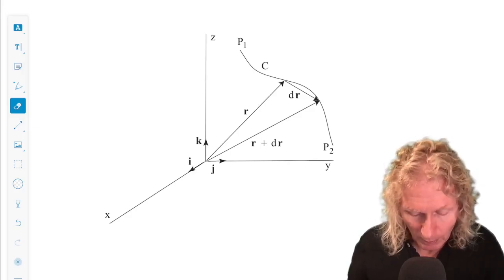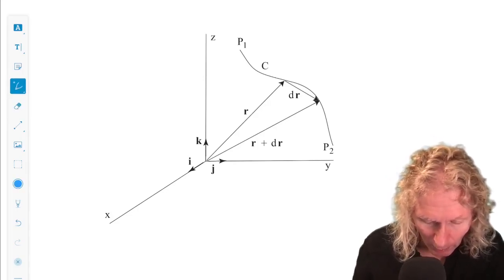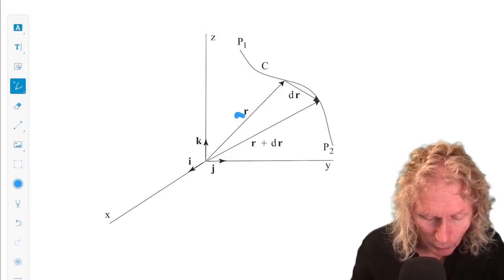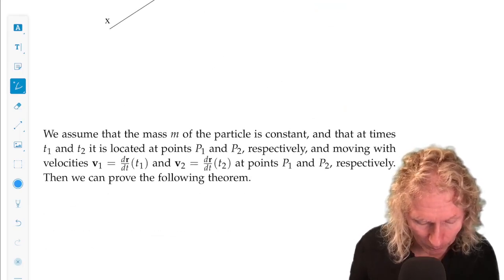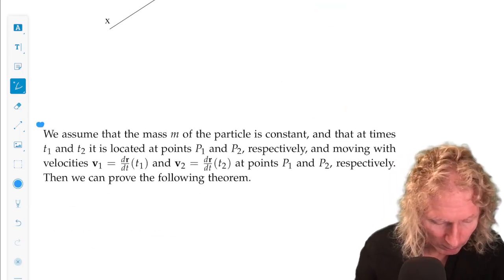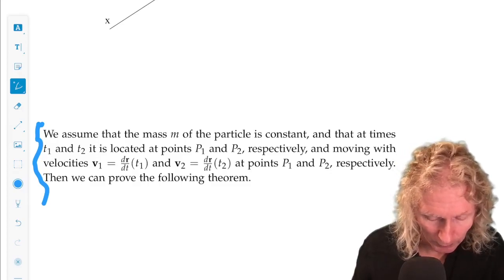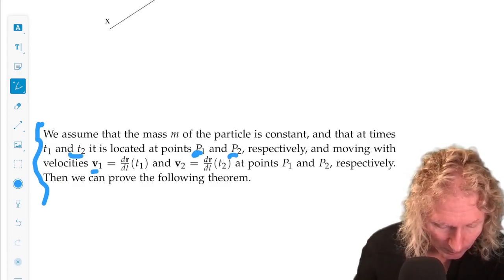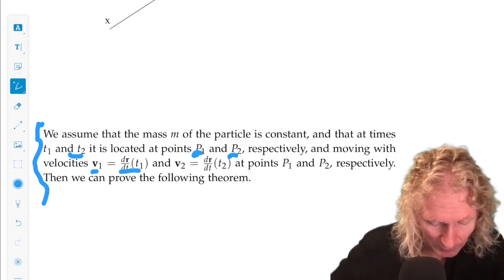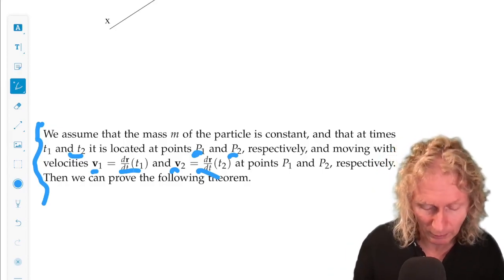So we have a particle of mass m moving along a path in three dimensions, and r is the position vector. And it's moved by a force from the point P1 to the point P2. Okay, so here comes more notation. At T1, we assume the particle is located at P1, and at T2, we assume the particle is located at P2. The velocity of the particle at T1, or at P1, is dr/dt evaluated at T1, and the velocity of the particle at P2 is dr/dt evaluated at T2. Now you'll see why we need all this stuff.